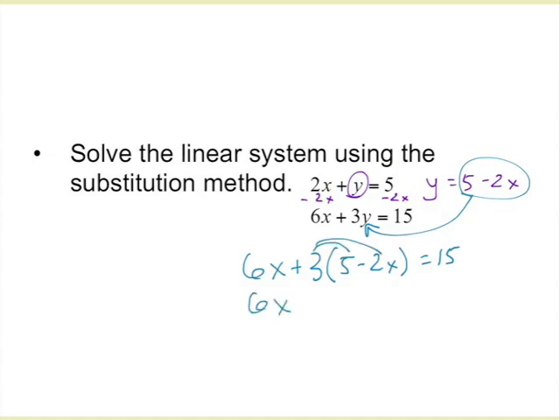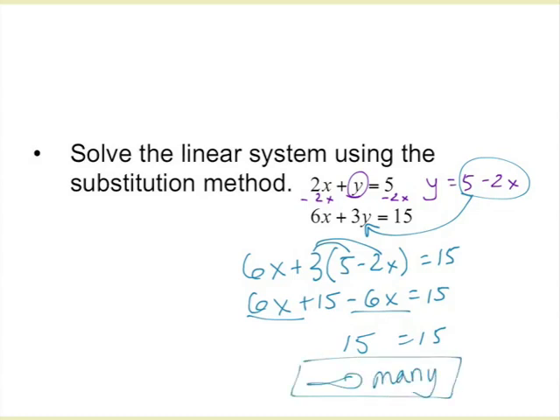Distribute. Combine like terms, 6x and negative 6x makes no x's, so I'm left with 15 equals 15. 15 always equals 15 for sure, forever. So that means that there are infinitely many solutions. They are actually graphically the exact same line. Questions?